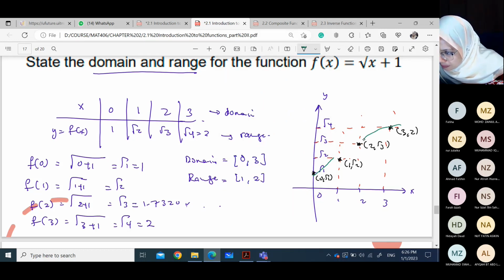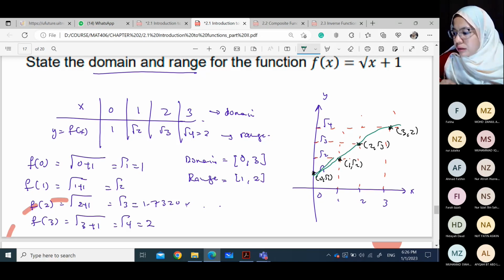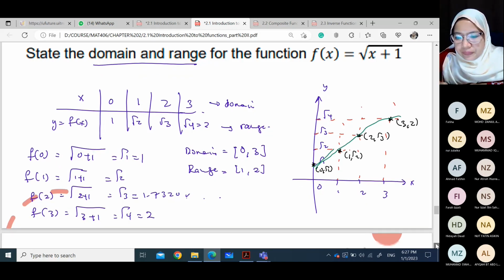Macam ni lah. Okay, pastikan menyentuh pada semua titik. Akan membentuk lengkungan. Alright. Okay, jelas ya? Ini adalah untuk square root graph yang melibatkan punca kuasa 2. Okay, ada soalan? Tak ada. Okay, very good.